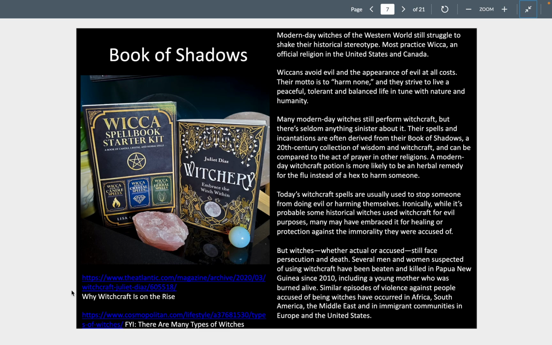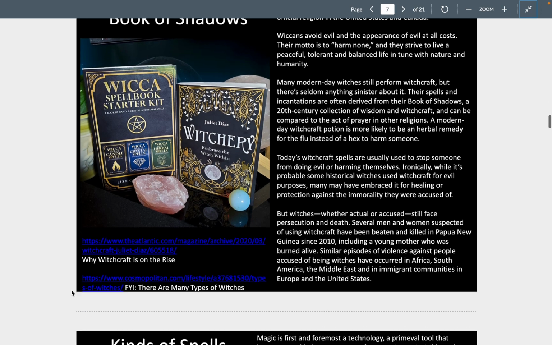But witches, whether actual or accused, still face persecution or death. Several men and women suspected of using witchcraft have been beaten and killed in New Guinea since 2010, including a young mother who was burned alive. Similar episodes of violence against people accused of being witches have occurred in Africa, South America, and the Middle East, in immigrant communities in Europe and in the United States.